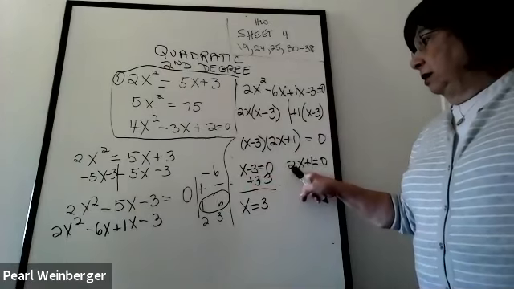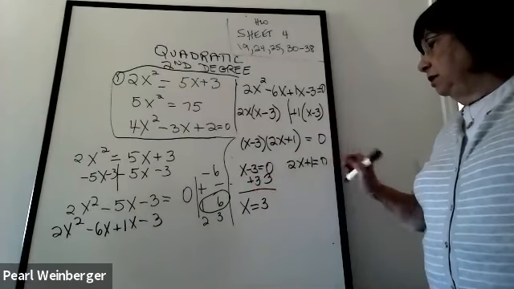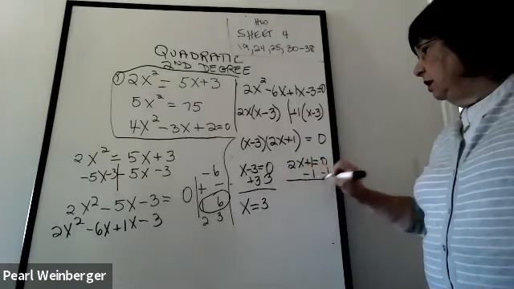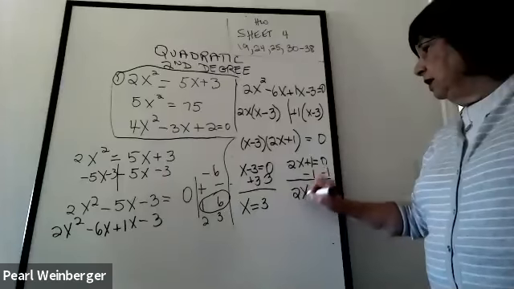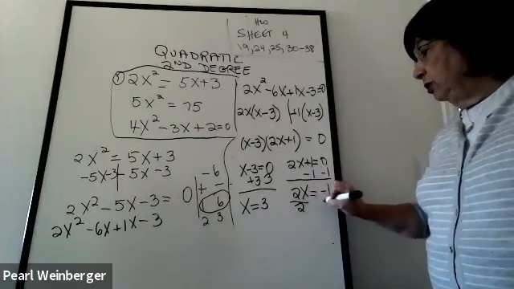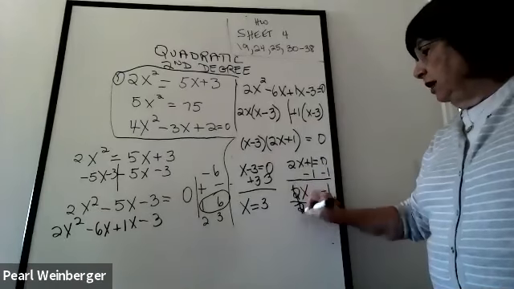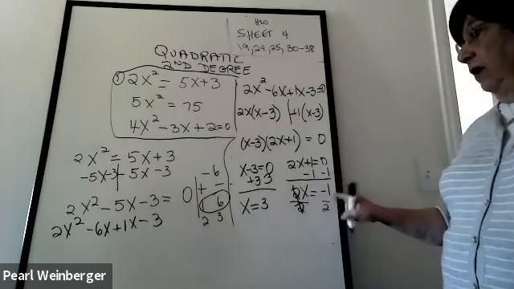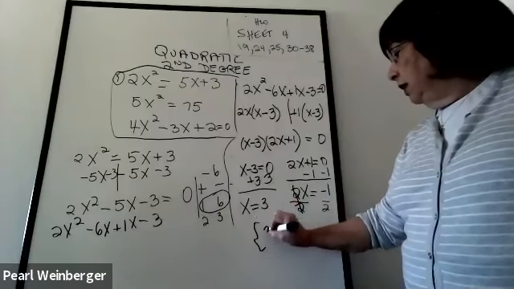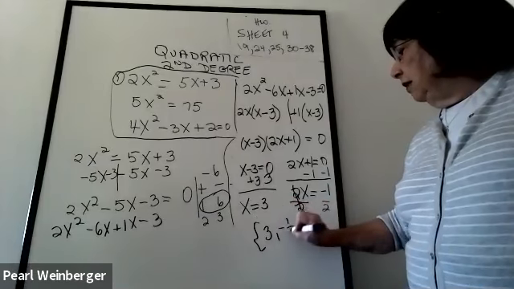In the other parentheses, I have 2x plus 1 equals 0, so I'm going to subtract 1 from both sides. This will give me 2x equaling negative 1. And now I have to divide by 2 because I want x. So I get my other answer as negative a half. My two answers are 3 and negative 1/2.